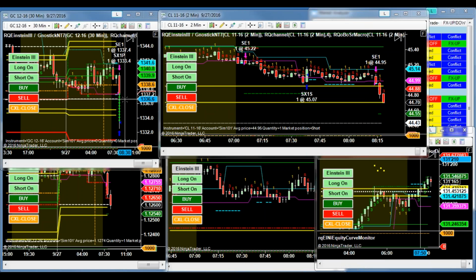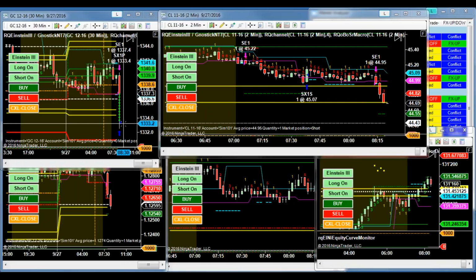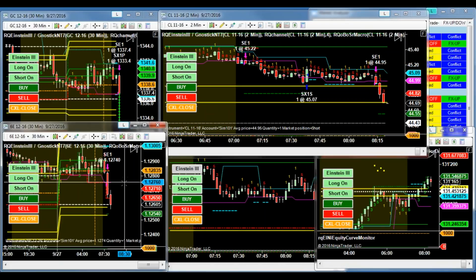All right, so we've got, again, gold that triggered, got us in, and probably 3 minutes after we were in, it just had a hard drop. This was a real early trade on the euro on the 30-minute.